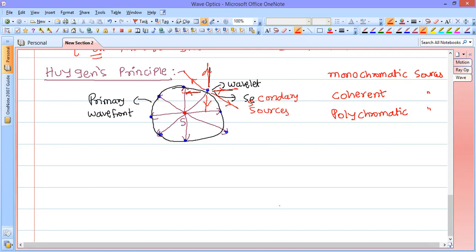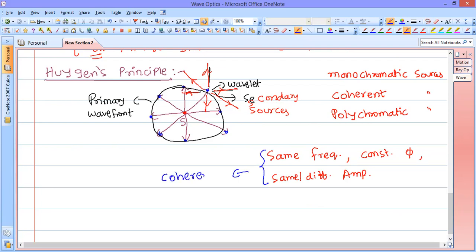Next, we have the coherent sources. That is, the light rays which have the same frequency and constant phase difference, with same or different amplitude. With respect to amplitude, it may be the same or different. That type of source can be called a coherent source. The light rays emitted from the source will have the same frequency, constant phase difference, and same or different amplitude.